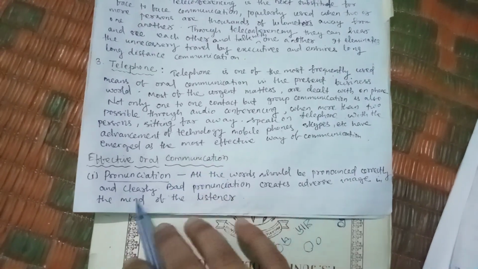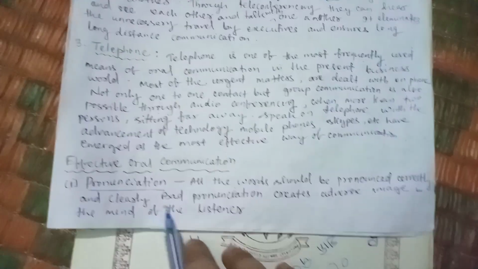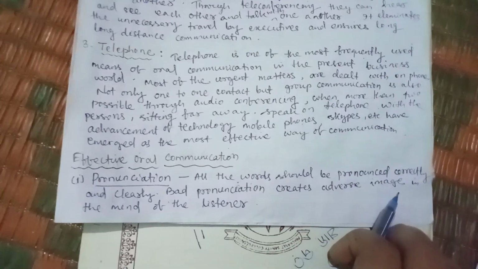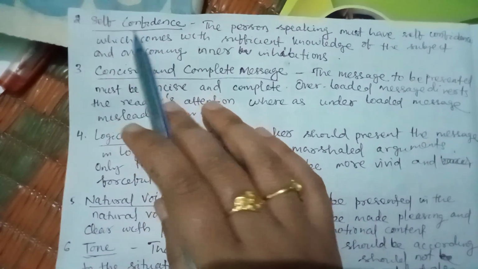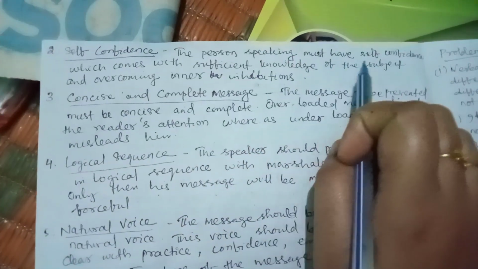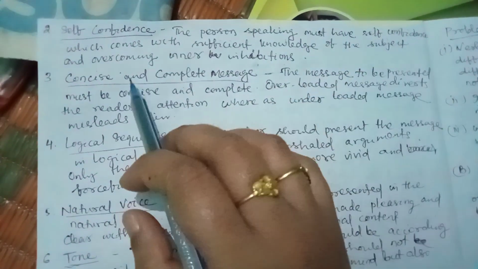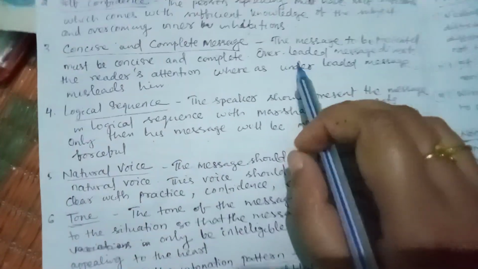Then effective oral communication. Pronunciation. All the words should be pronounced correctly and clearly. Bad pronunciation creates an adverse image in the mind of the listener. So you have all known about it, I have just written it down. Then self-confidence. The person speaking must have self-confidence, which comes with sufficient knowledge of the subject and overcoming inner inhibition.